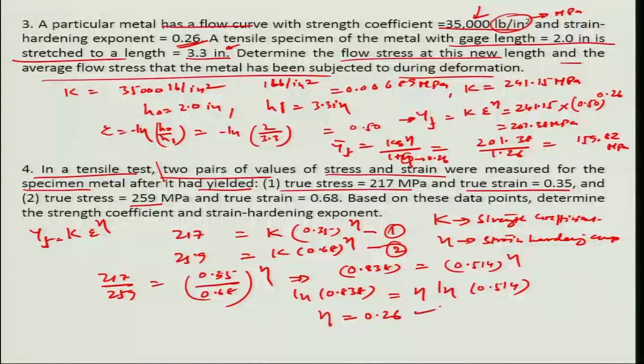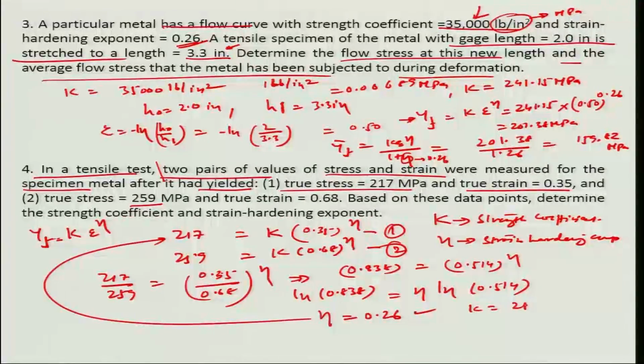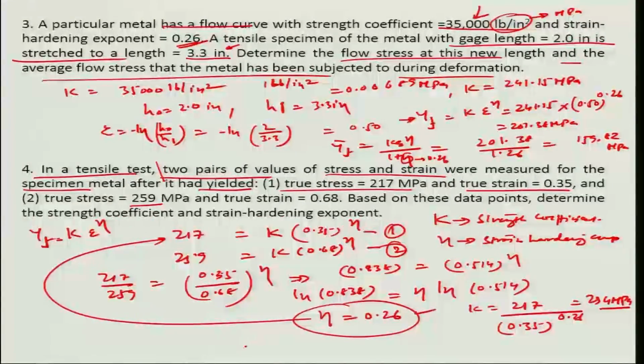So with this new n value, if I substitute back into one of these equations to find the K value, K comes out to be equal to 217 divided by 0.35 to the power of this new n value, and this comes out to be about 294 megapascals. So as you can observe here, the strain hardening exponent happens to be about 0.26 and the strength coefficient happens to be 294 megapascals.